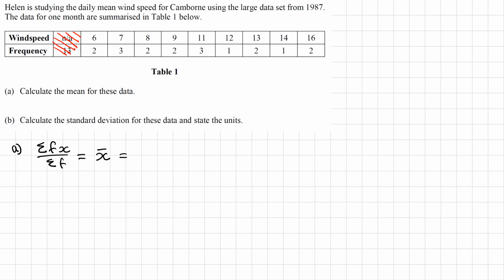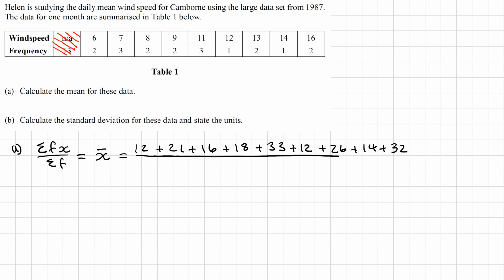And then I'm going to do the wind speed times the frequency and then find the sum of those and then divide by the sum of the frequency. Actually, what I'll do is I'll work them out as I go along. So I've got 6 times 2, which is 12, plus 7 times 3, 21, plus 8 times 2, 16, plus 9 times 2, which is 18, plus 11 times 3, which is 33, plus 12 times 1, which is 12, plus 13 times 2, 26, plus 14 times 1, plus 16 times 2. Then I divide that by the sum of the frequencies.